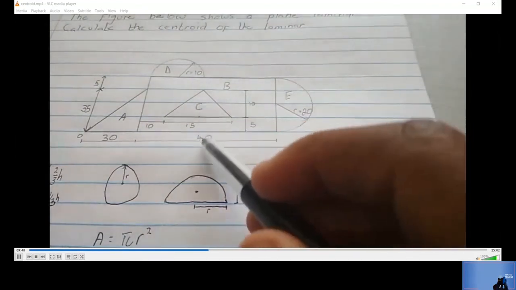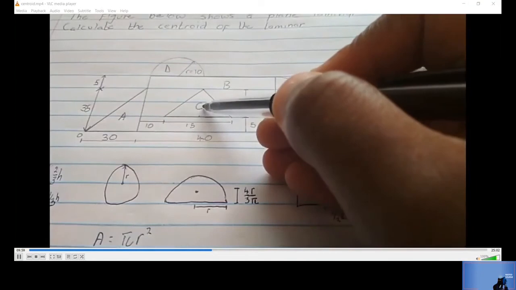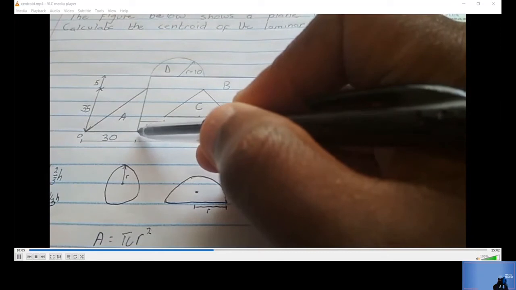Okay. Now, B is a rectangle. Okay. And the centroid is at half its distance, as we had said there. So, half of 40 is 20. It's 20 there. So we're going to say 20, but to take us back to the datum, we need to add this 30. All right, so it's 20 plus 30, which equals 50. Take that 50, write it down there. Okay, that is our B.